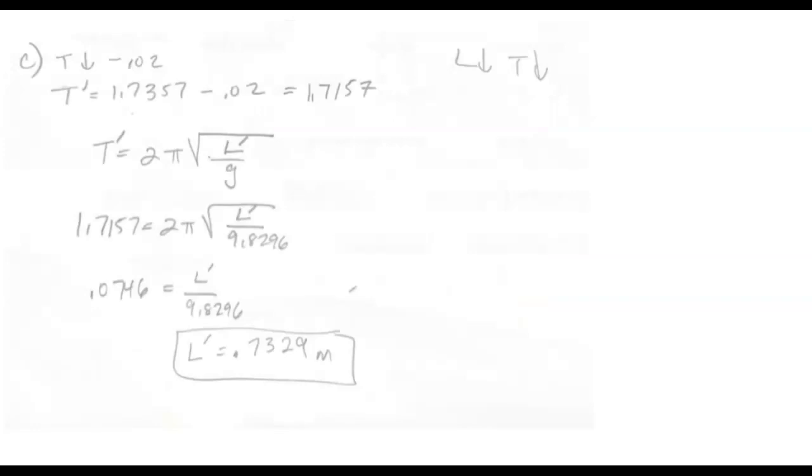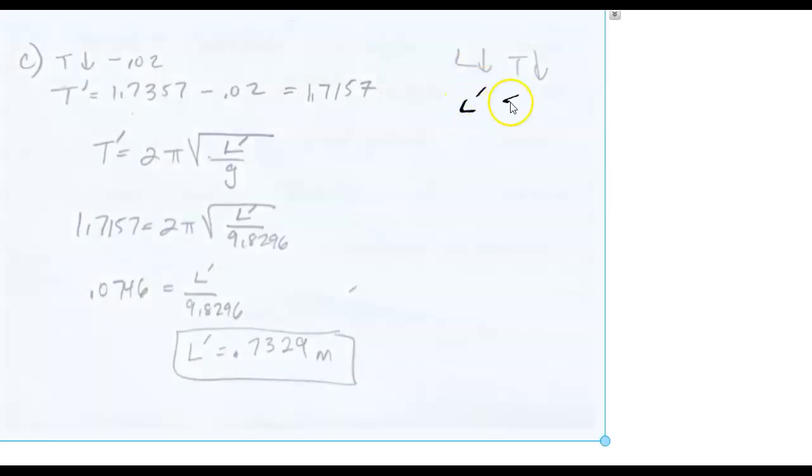Then we're at the same location, but we have shrunk the length of the string to some new length. So if we've decreased the L value, our new L is smaller than the original L, then we will also shrink our period because they're directly related. So if L gets smaller, T prime, or the new period, is going to get smaller. And the new period has decreased by 0.02 seconds, so it now is 1.7157.